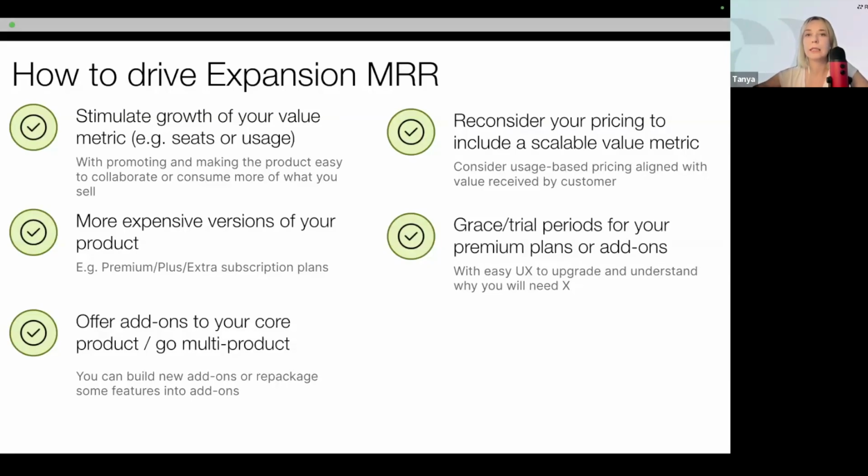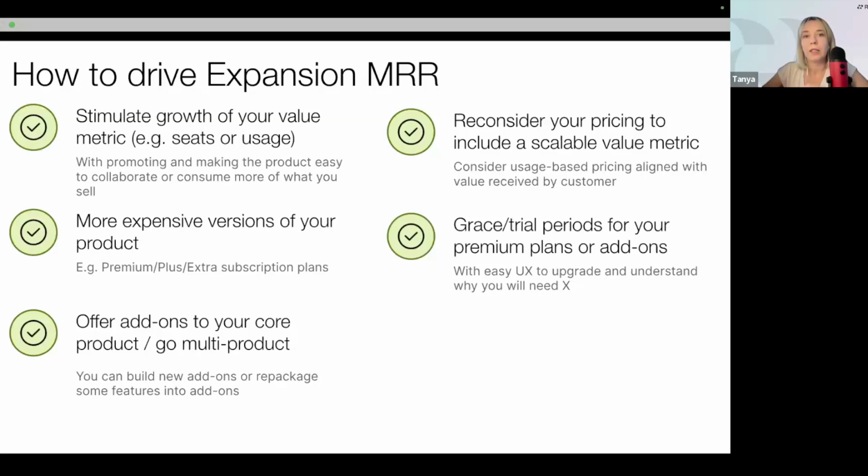For example, you sell seats or something else that is consumable and can scale. This is a nice thing that will likely drive some kind of expansion if the product is good enough. But if it isn't there, maybe there is a way to reconsider your pricing and to include a scalable value metric, because it's actually driving the expansion very nicely if the customer with usage gets to pay a little bit more, which is sometimes not great for the customer, but really great for the company growth.